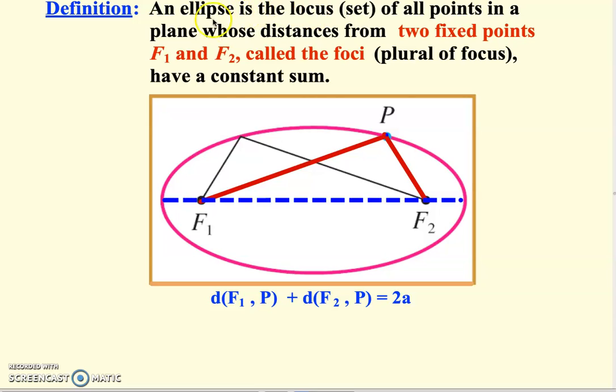So every day we have a geometric definition. This one is related to how the distances from the foci to a point on the graph are related to the major axis. We'll talk about the major axis in a second. But the basic idea here is that the two red lines added together would equal the length of the major axis.